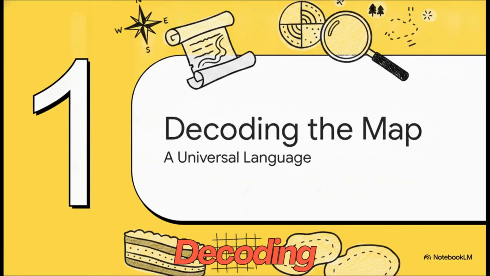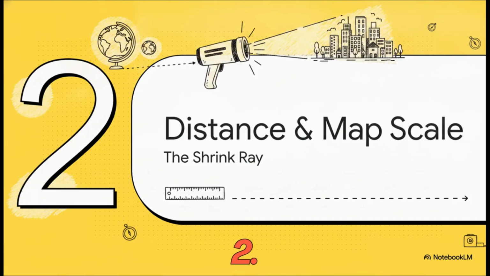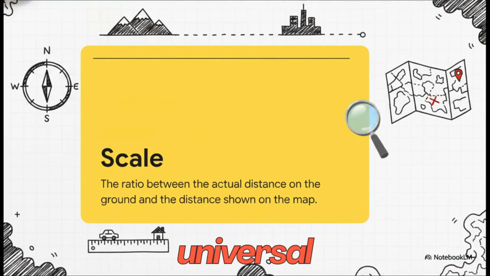Section 1. Decoding the map. Section 2. Distance and map scale. So maps really are a universal language.